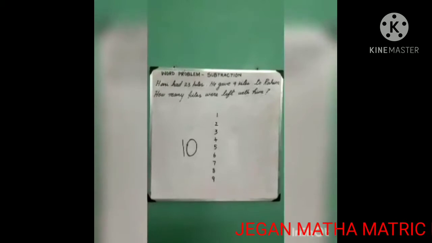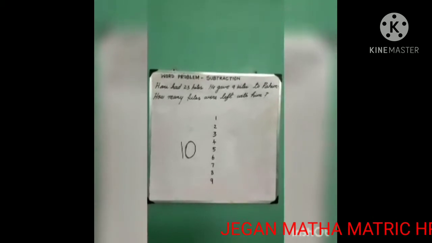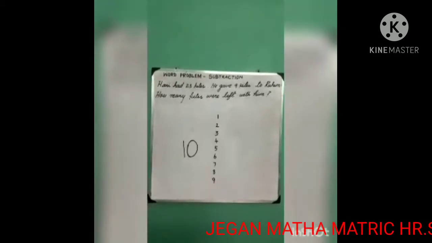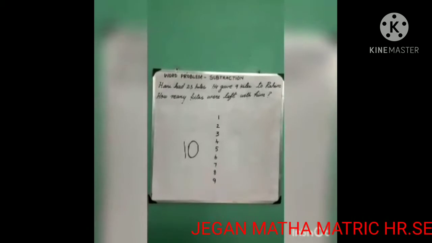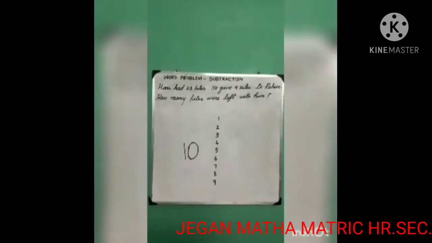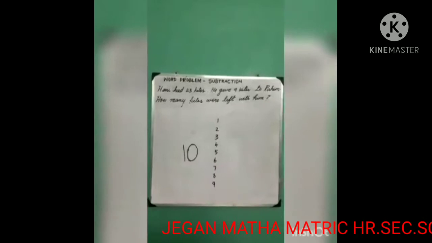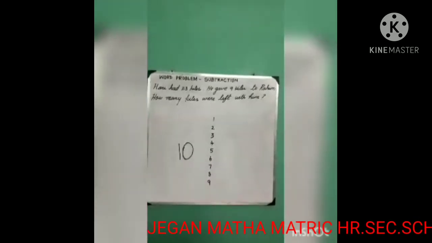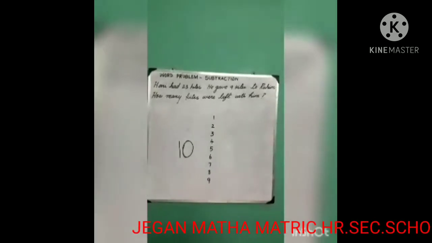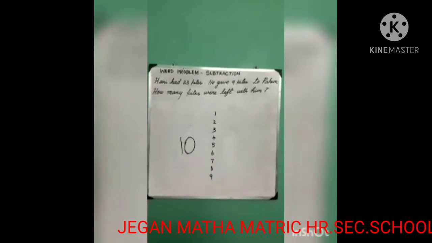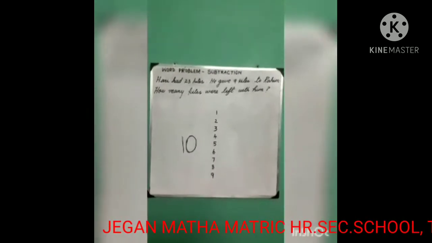Subtraction word problem. I am going to read the question. Listen to it carefully. Hari had 23 kites. He gave 9 kites to Rahim. How many kites were left with him?